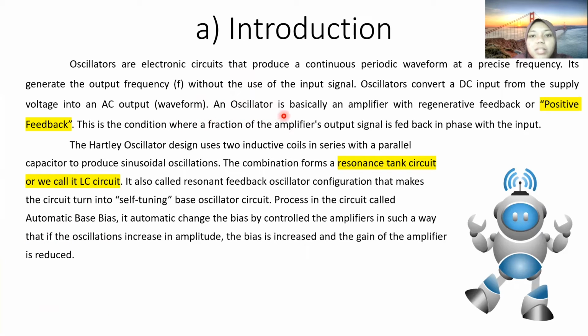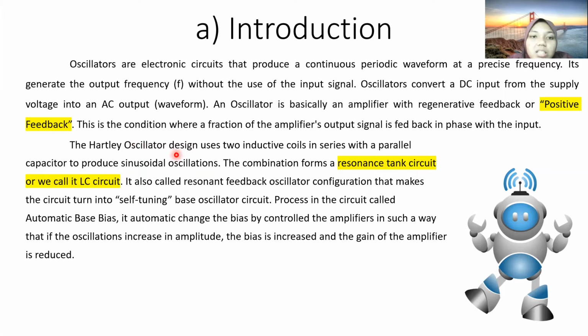An oscillator is basically an amplifier with regenerative feedback, or positive feedback. So what is positive feedback? This is the condition where a fraction of the amplifier's output signal is fed back in phase with the input. So basically, positive feedback is where the input and the output signal that are given back to the input are the same. Okay, so that is the introduction to what an oscillator is. We will get into the Hartley oscillator now.